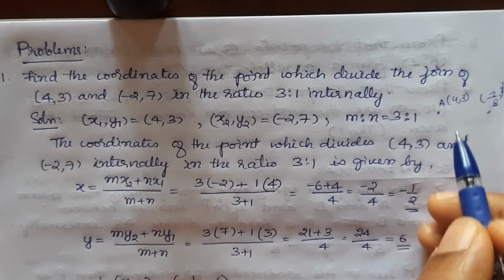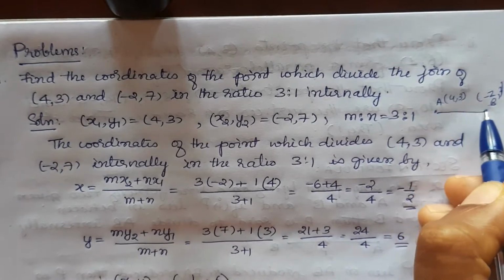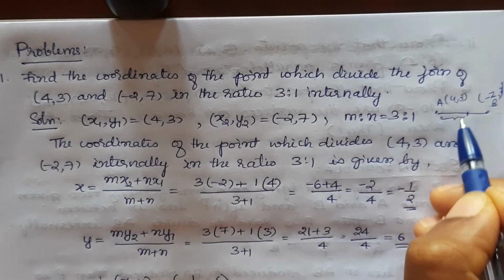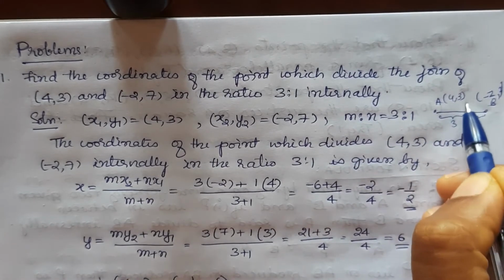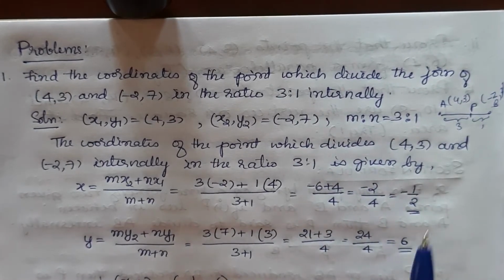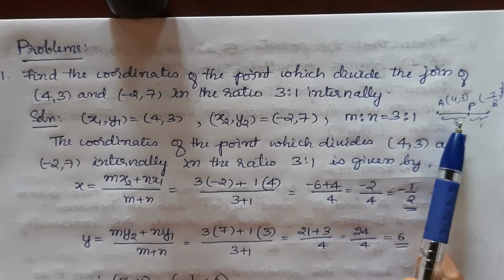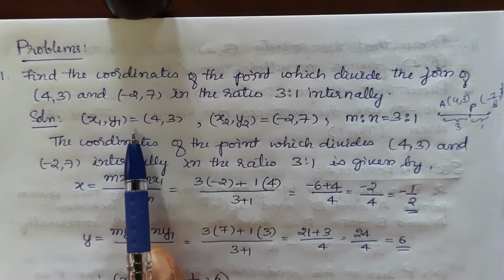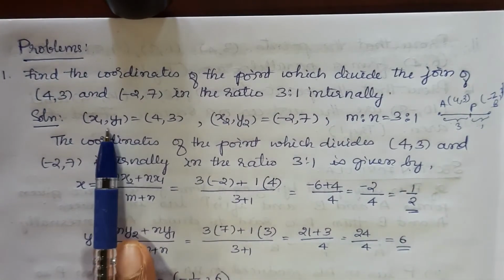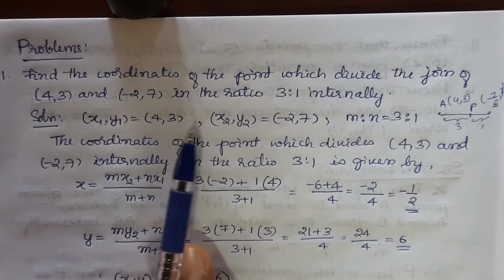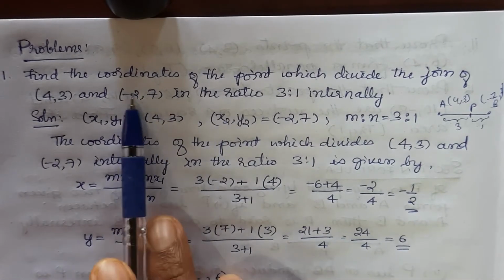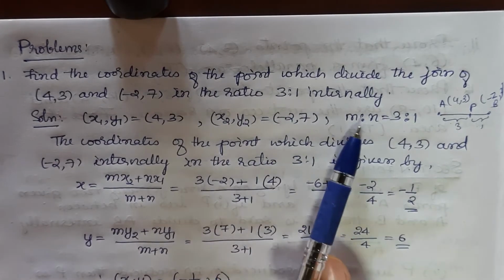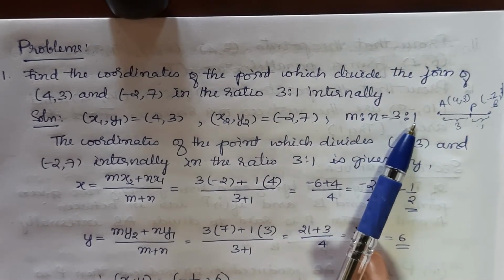I want to find the coordinates of the point which divides the join of these 2 points in the ratio 3:1 internally. This is the point P. It has to divide AB in the ratio 3:1 internally. So let's write what is given to us. The points are given. So x1, y1 I will take as 4, 3. x2, y2, the second point, I will take as minus 2, 7. The ratio is 3:1, so m is to n we will take as 3:1.